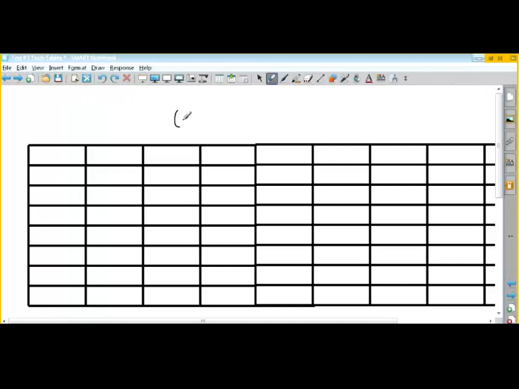Okay, so the logic expression I'm doing here is the negation of P or Q and P or the negation of Q. So it's a little more complicated than the previous one. It still has two letters, P and Q.